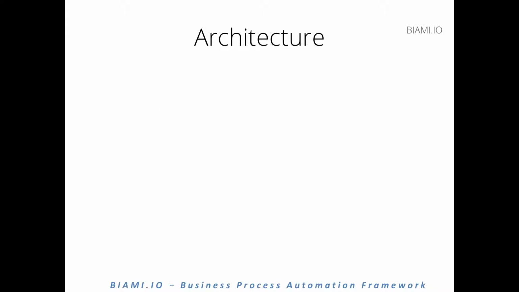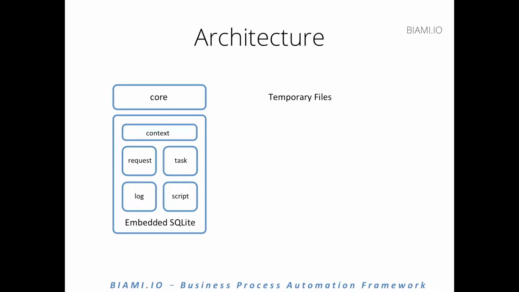Now, let's have a look at how BIAMI is built so you can better understand how it works. The major part of the software is something we call a BIAMI core. BIAMI core is responsible for managing all the automation tasks and commands that you're gonna run on your platform. On a file system, you will also see a temp folder that is responsible for storing any temporary files that you need to create during automation processes.